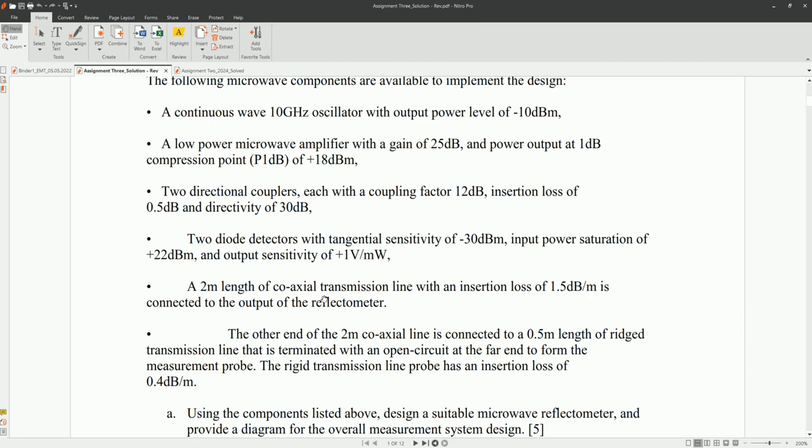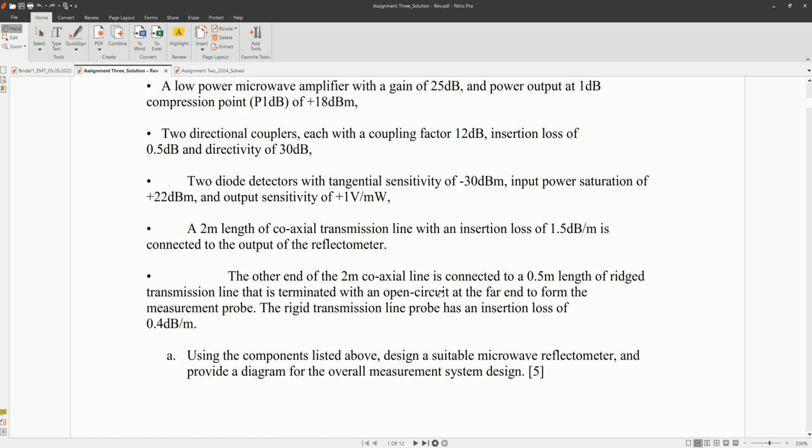So 2 meters multiplied by 1.5, the total insertion loss will be around 3 dB. So this is 1.5 dB per meter, and we will multiply it with the length in meters to get the dBs.